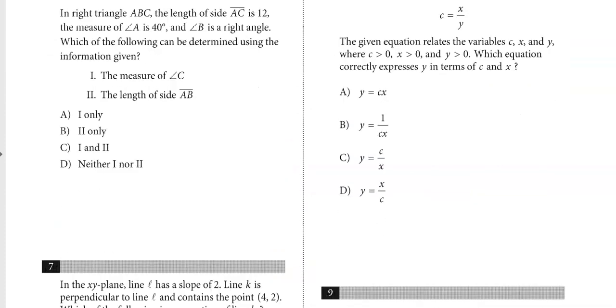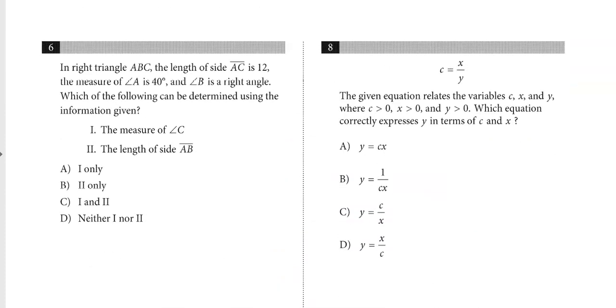All right, let's go to number 8. So we have a kind of a fraction here, c equals x divided by y. Given the equation relates these variables, c is a positive number, x is a positive number, y is a positive number, so they're all positives. How do you express y in terms of c and x? So what that means is they want it to be y equals. Notice all the equations over here are y equals. So I got to solve it for y.